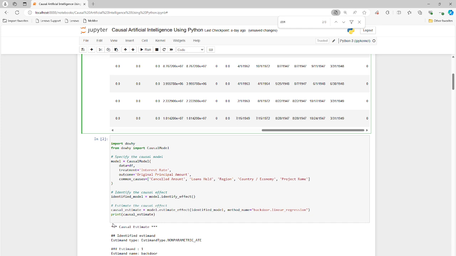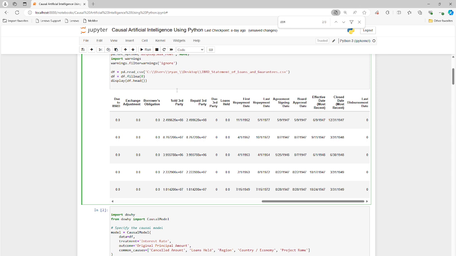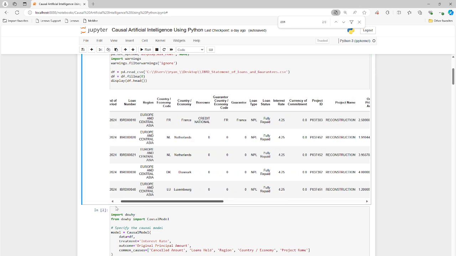And you'll see how all these things fit together and how everything interacts, right? So we have the data frame. That's the data source. It's abbreviated DF. Treatment, outcome, and common cause. These are the variables that come from this data set. If I go up just a little bit, interest rate, original principal amount. Oh, I'm looking at the far right. Most of these come from the left. Let's move over. Interest rate, original principal amount.